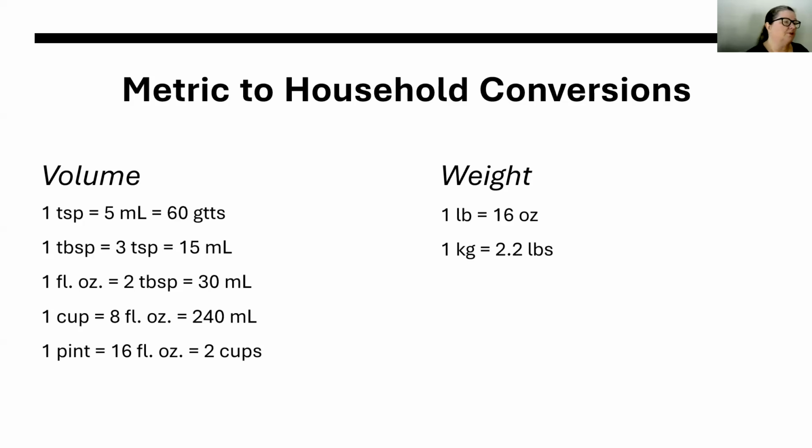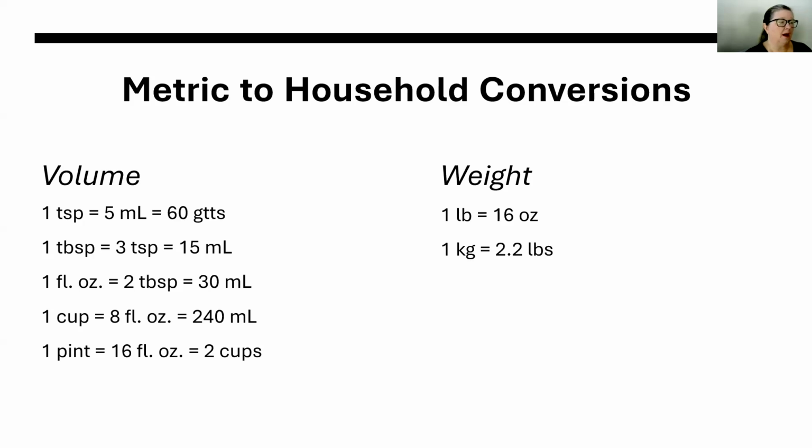Okay. So I just have a few typical volume and weight conversions here. We don't really convert length. And you'll notice in the volume I have three equivalencies. They are all the same. So for instance, 1 teaspoon is 5 milliliters, but is also 60 drops. GTTS is drops. Okay.